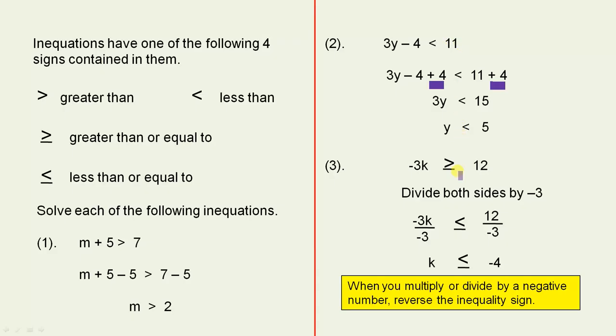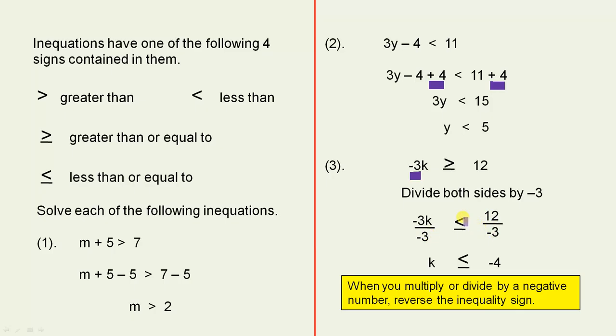Now this third one is very, very interesting, so we need to pay attention because if we don't, we'll get this wrong. Minus 3k is greater than or equal to 12. Because that's a negative 3 here, we divide both sides by negative 3. So we get minus 3k over negative 3, and we get 12 over negative 3.